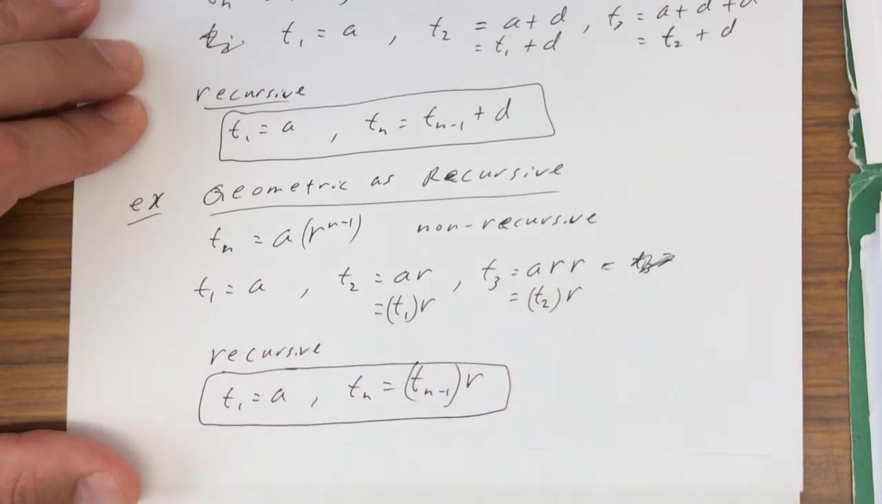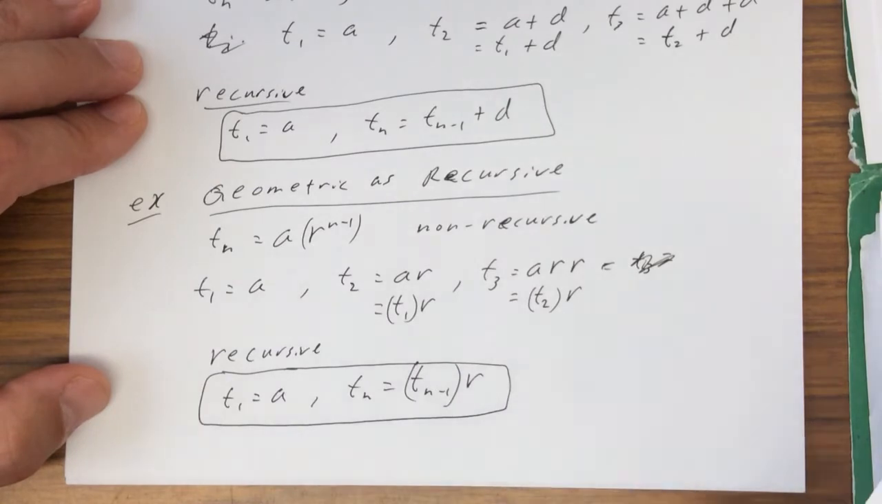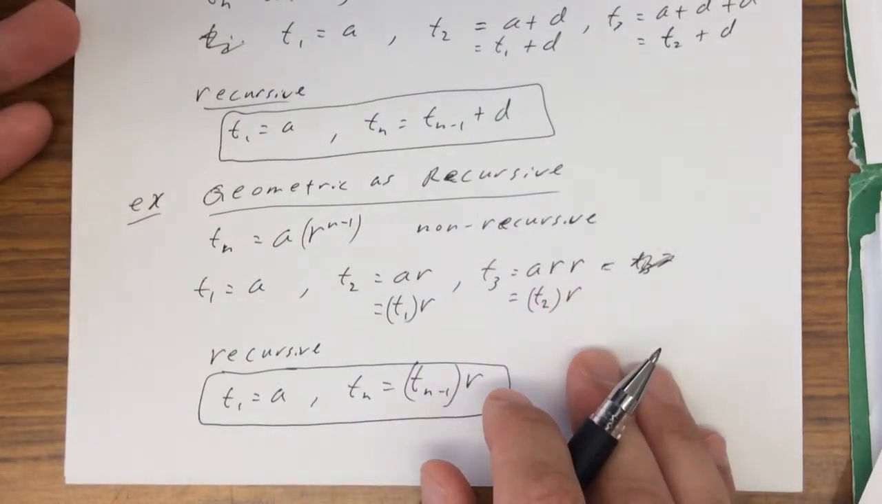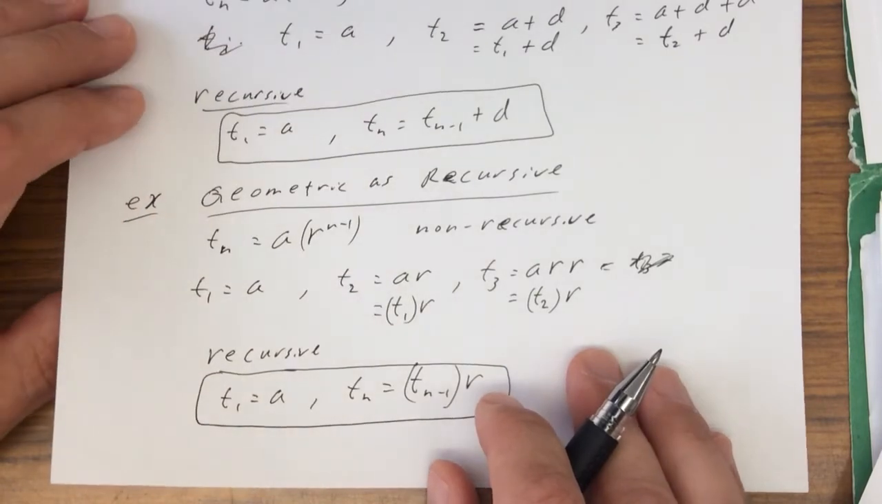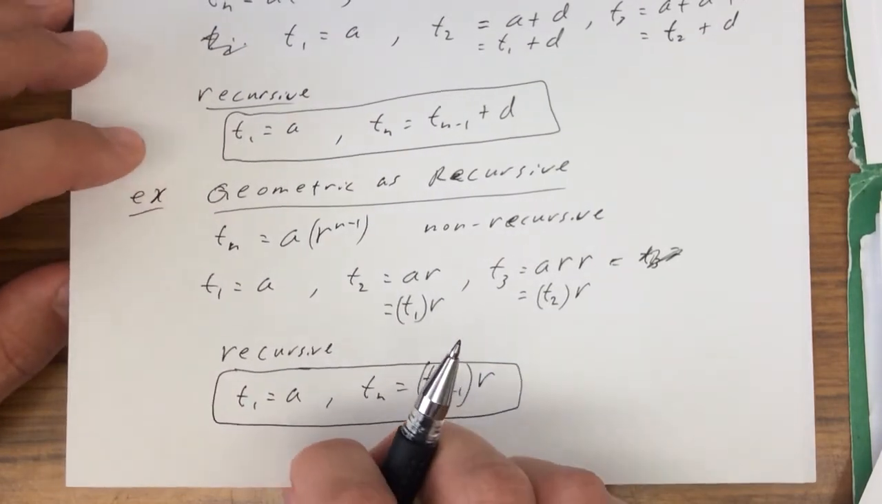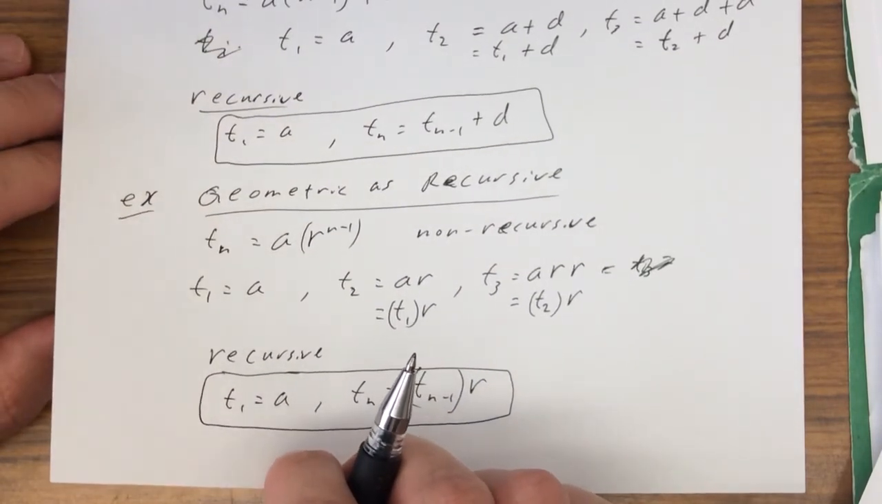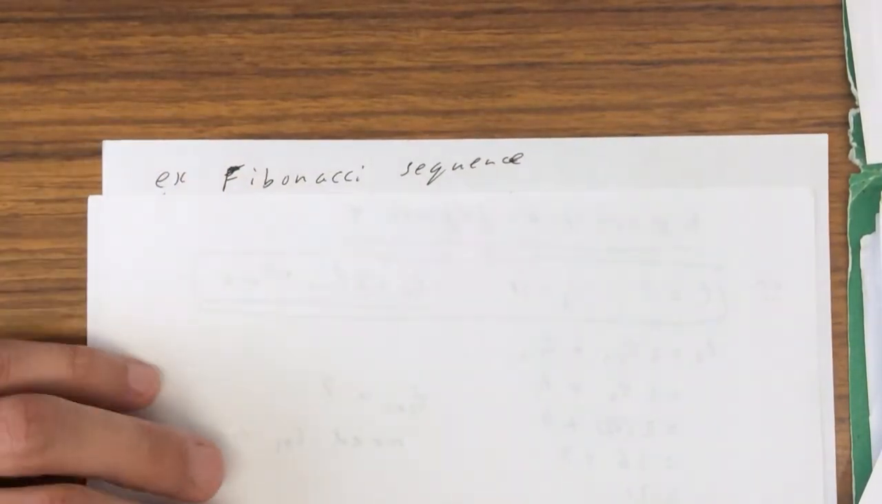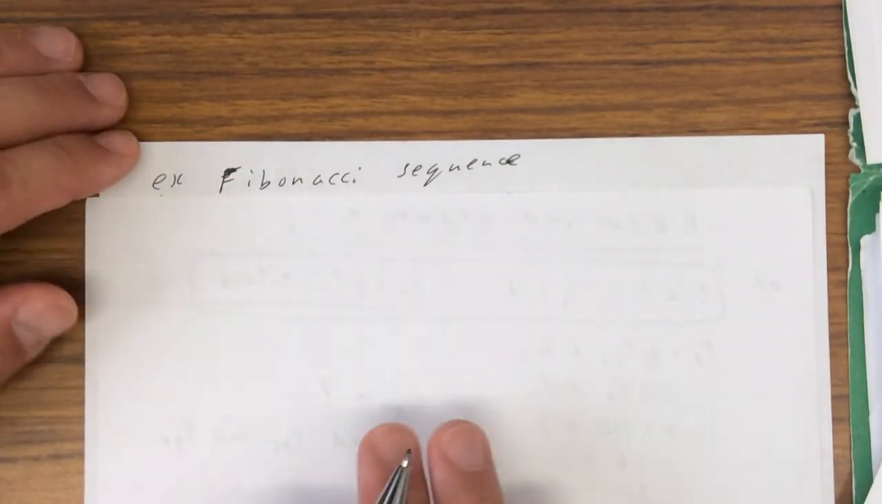So these recursive definitions for these sequences are unnecessary. You don't have to have a recursive definition for arithmetic or geometric. But there are some sequences that you need a recursive definition for. And there's one that is important, comes up again and again in all sorts of sciences, and it's called the Fibonacci sequence. This one needs a recursive definition.